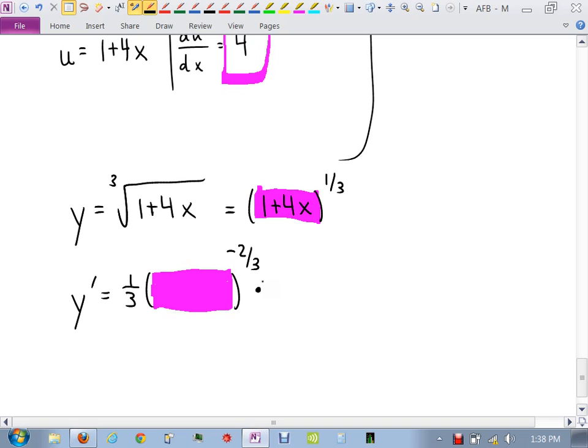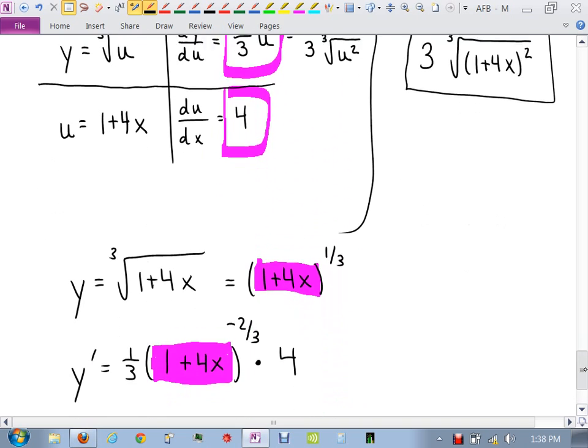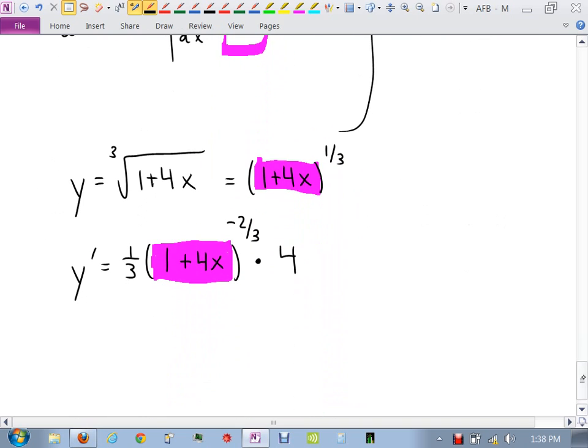What's the derivative of the purple? 4. Now in here though, you have to put the purple in there, 1 plus 4x. And that's the same answer as what we had up there. Right, because you drop that down. The way it's written, without the purple, is fine.